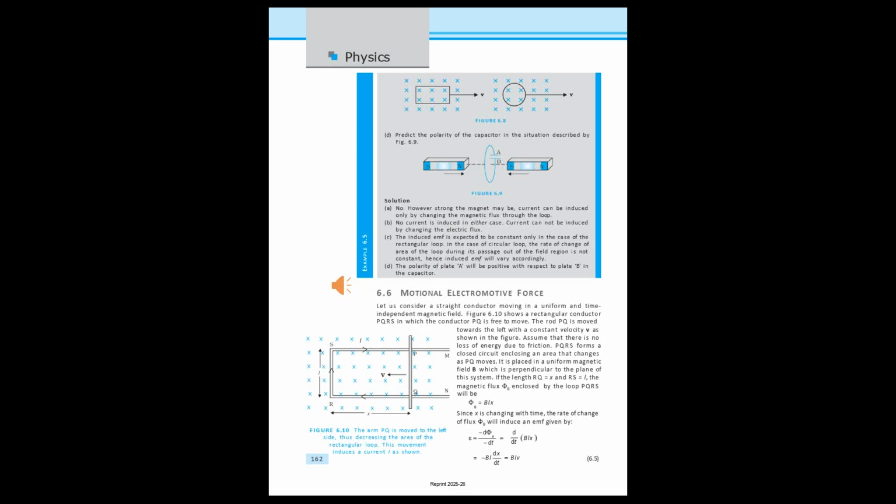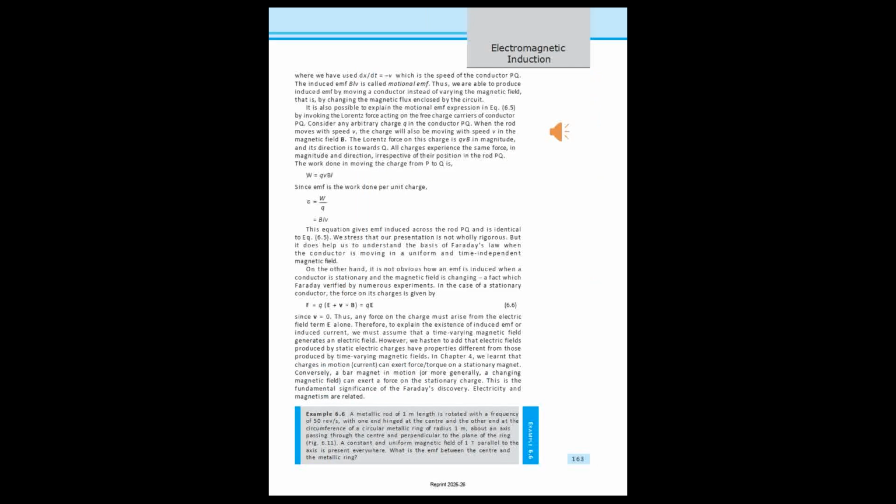If the length RQ equals x and RS equals L, the magnetic flux phi B enclosed by the loop PQRS will be as follows. Since x is changing with time, the rate of change of flux phi B will induce an EMF given by equation 6.5, where we have used dx by dt equals minus v, which is the speed of the conductor PQ. The induced EMF BLV is called motional EMF. Thus, we are able to produce induced EMF by moving a conductor instead of varying the magnetic field, that is, by changing the magnetic flux enclosed by the circuit.